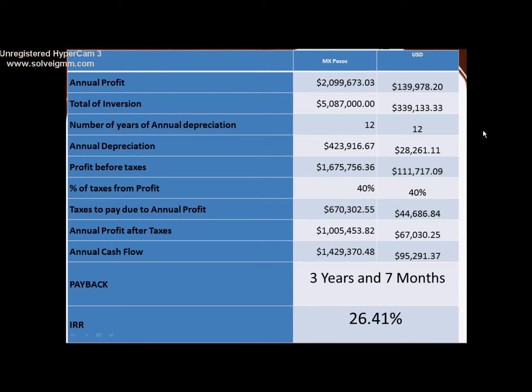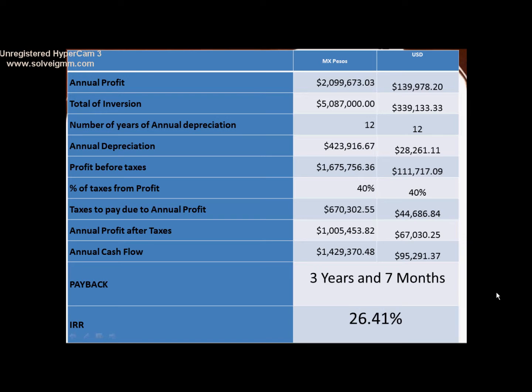Here our annual profit is this one in US dollars. We use 12 years to depreciate the machine. This is the profit before taxes, with 40% of taxes. We need to pay this amount of taxes. We have our annual profit after taxes, and this is our annual cash flow. So we calculate our payback, and it gives us 3 years and 7 months.